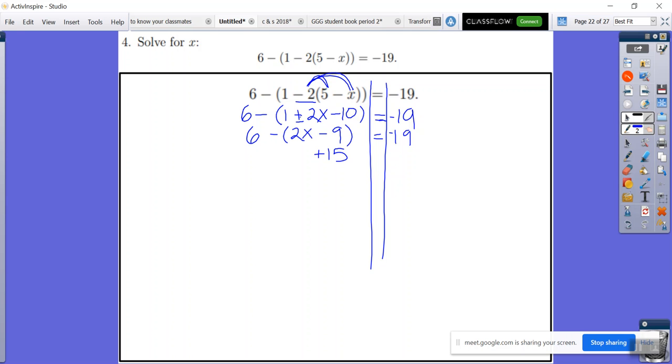Oh, hold on a second. Don't forget this negative sign. So this negative sign gets distributed. Oh, that is distributed. So it's negative. It's -2x. There you go. Okay.